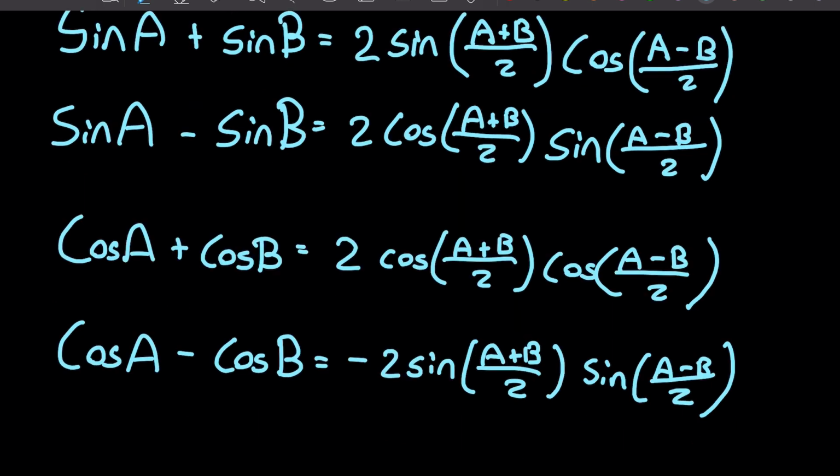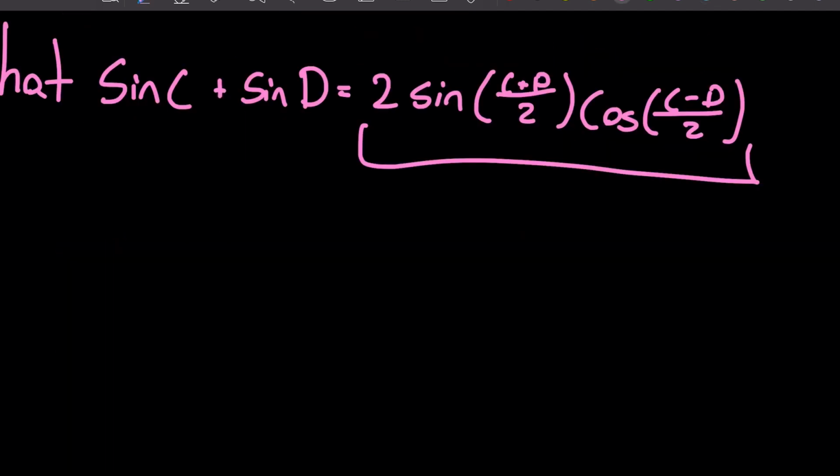Prove that sine of C plus sine D is equal to 2 sine of (C plus D) over 2 times cos of (C minus D) over 2. Well, how could we do that?